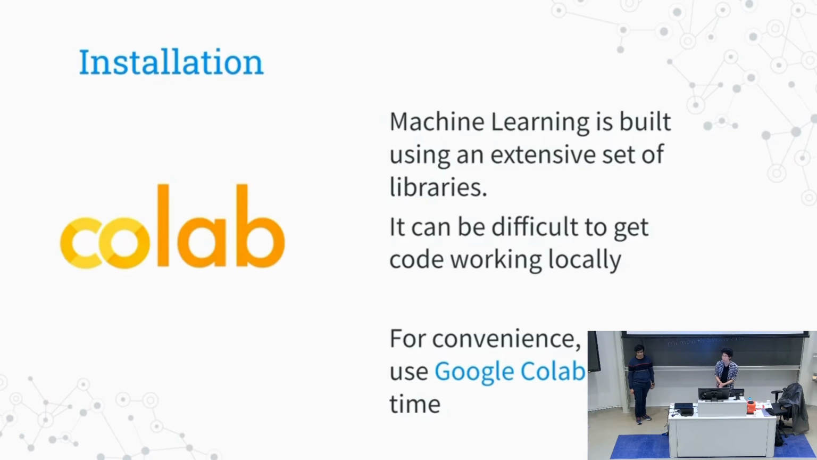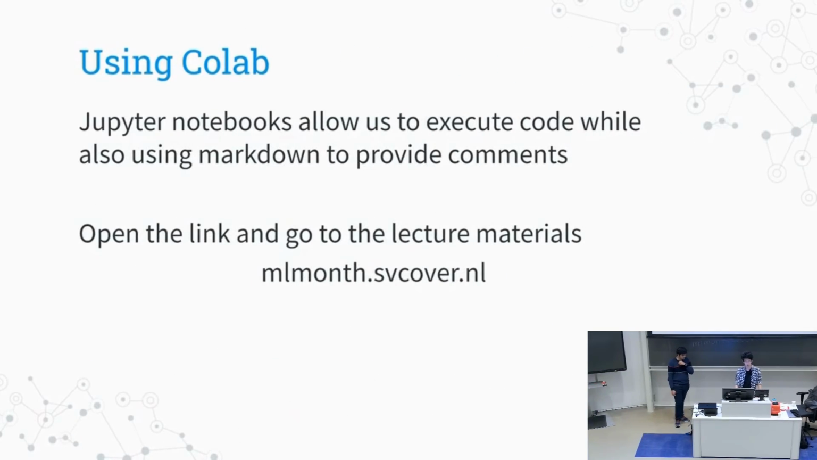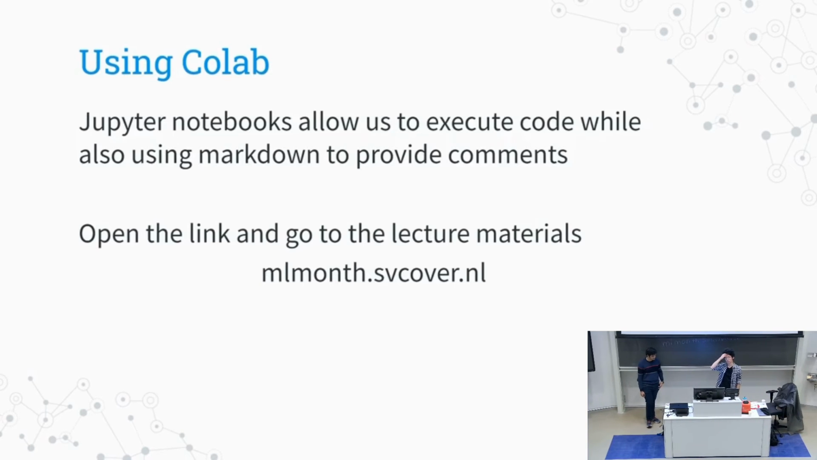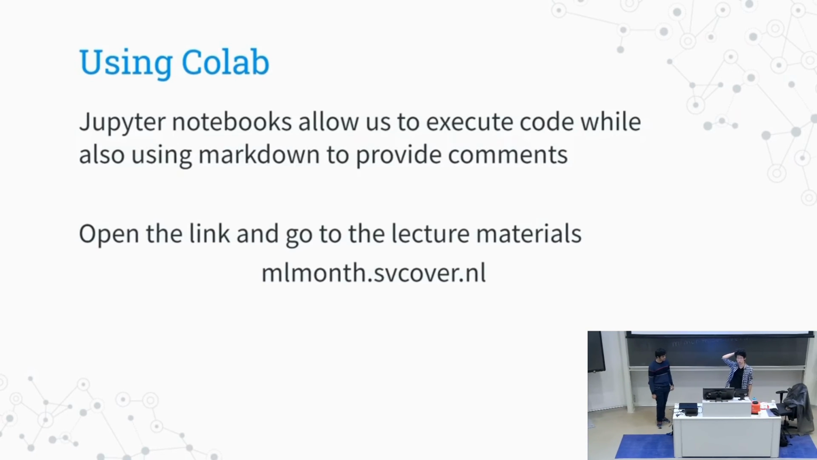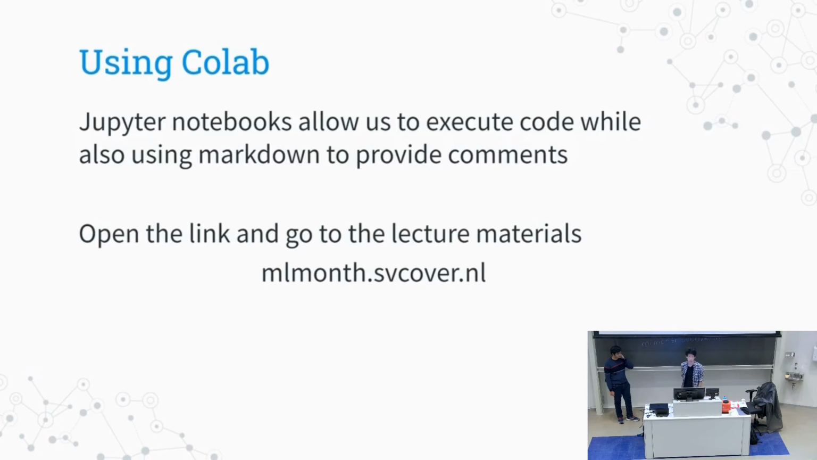Everybody ready? Okay, nice. So on Google Colab, we will have a Jupyter notebook. It's basically a Python notebook, a place where you can work with Python code to execute commands and run Markdown to write comments. First of all, to open the practice section, you have to go to machinelearningmonths.svcover.nl, and that will redirect you to the competition link itself. There you can find the lecture materials. Go to lecture 1, and then open the notebook itself, open in Google Colab, and that will show you the practice section we're doing right now.